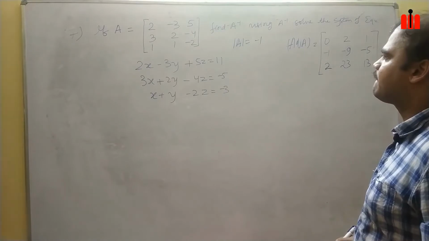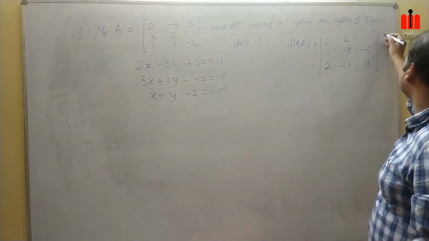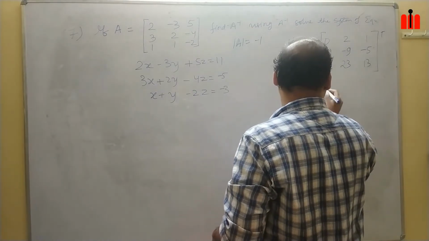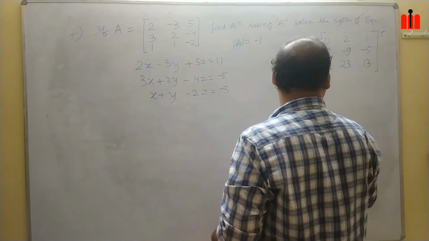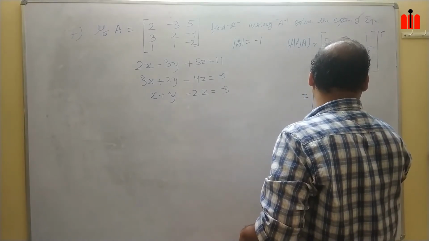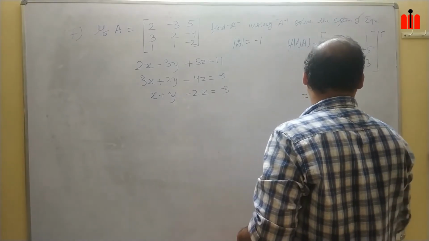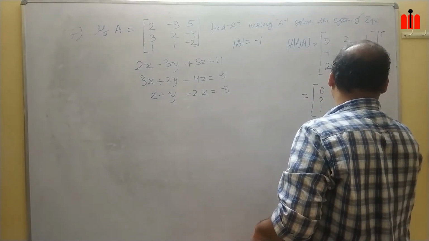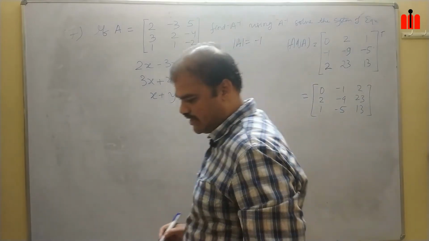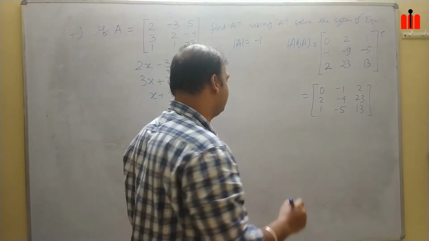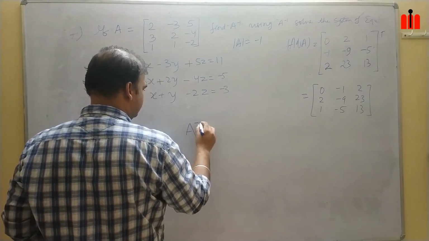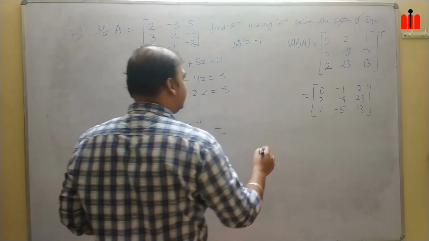Okay. This is the cofactors, transpose. So my adjoint will be 0, 2, 1, minus 1, minus 9, 5, minus 5, 2, 23 and 13. So this will be my adjoint A. What will be A inverse? A inverse will be 1 by that A into adjoint A.